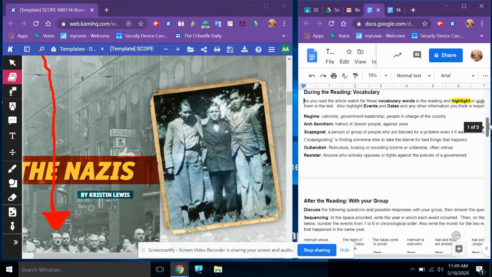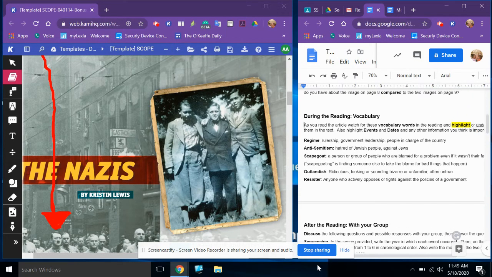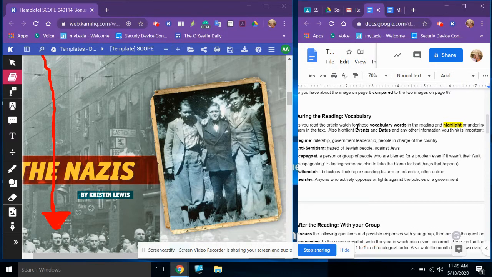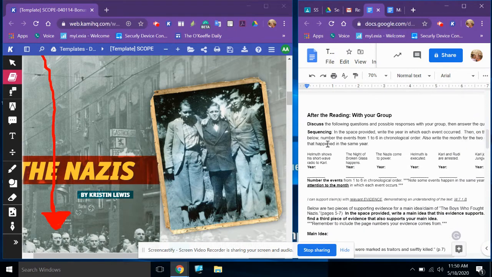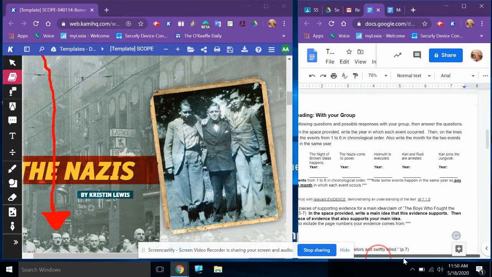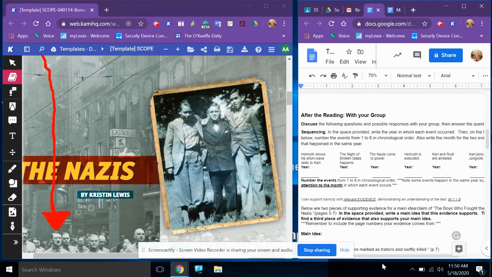Now I'm going to bump you ahead a little bit. Normally this would be a group activity, but we're also going to pay attention, as it says here, to highlighting events and dates and any other information that you might think is important. And if you scan down to the next part of this page, it tells you that we're going to be looking to put these events in a sequence. So watch for the highlighted portions that talk about when Helmuth shows a shortwave radio to Carl, Night of the Broken Glass, the Nazis coming to power, Helmuth being executed, Carl and Rudy being arrested, and Carl joining the Jungvolk. So these are all out of order currently.